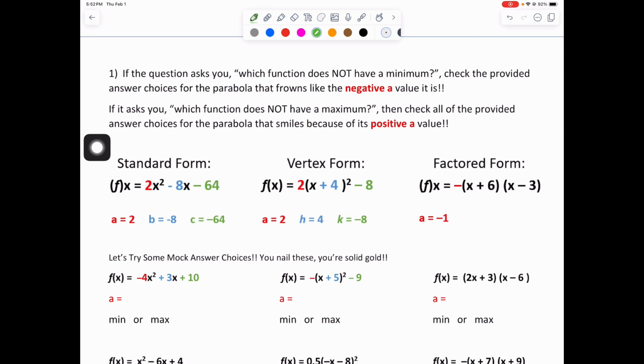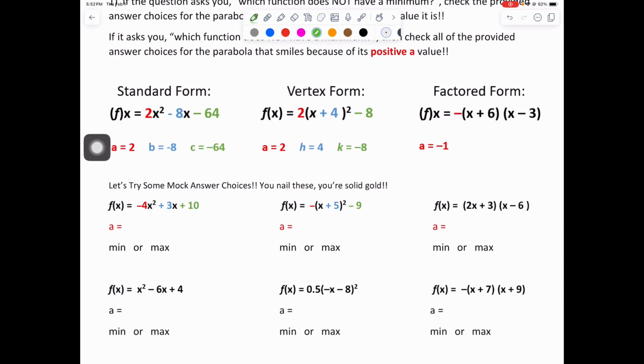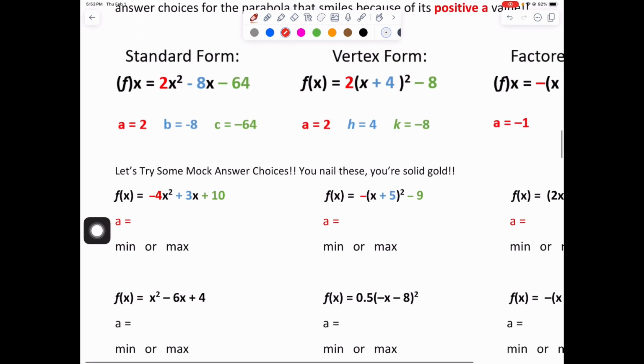So let's go ahead and kick some off. We'll use the colors, then we'll go to black and white. We're just checking answer choices to see if they are going to give us a min or a max simply by the A value. So right here, our A equals negative 4. Because it's negative, negative people sometimes frown. If we did our parabola like that, we're just going to draw it maybe for the first couple.